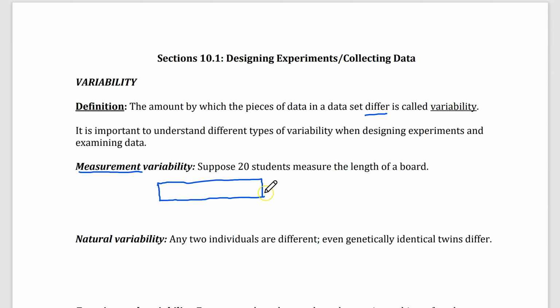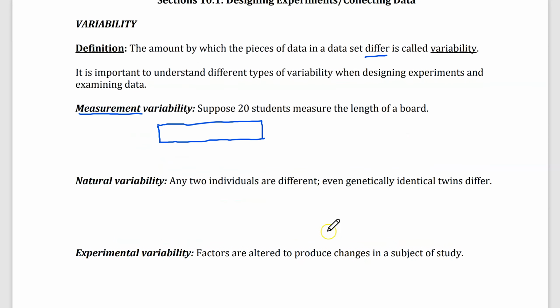We all measure things slightly differently because we all see that it ends a little bit differently. And so that's where we get measurement variability. We see this in the kitchen as well. 1 cup. Okay, do you measure from the bottom of the meniscus or the top, or where do we measure it from? Type of thing.